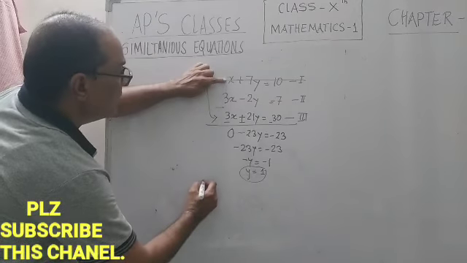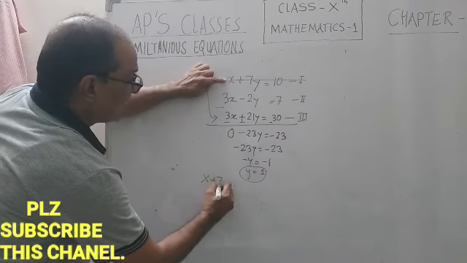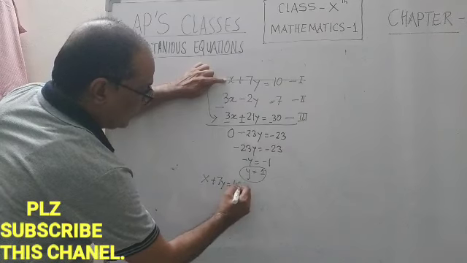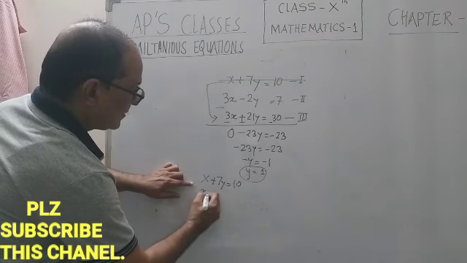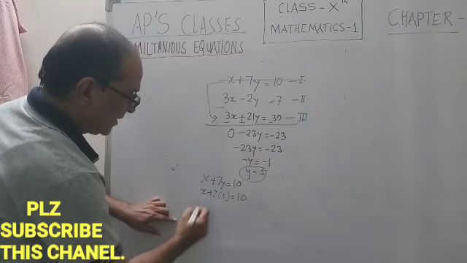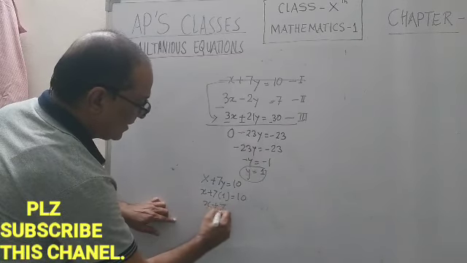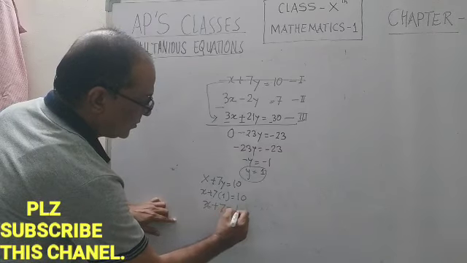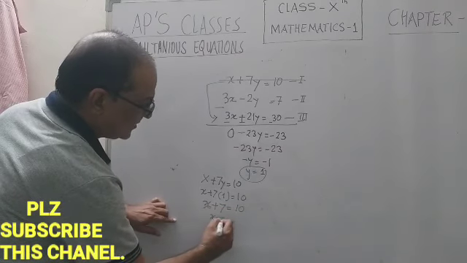So take the first equation, x plus 7y is equal to 10. x plus 7 into 1 is equal to 10. x plus 7 is equal to 10. So x is equal to 3.